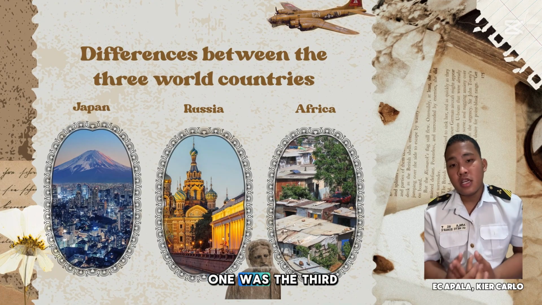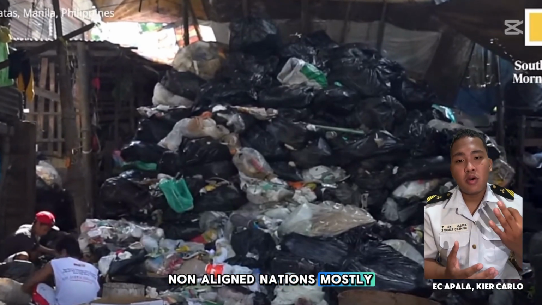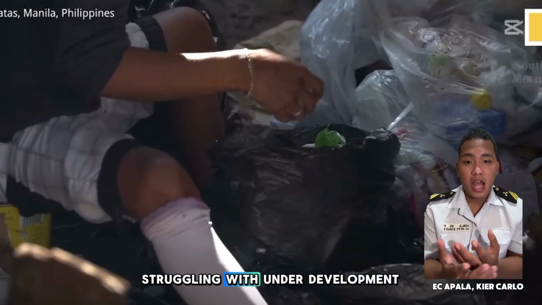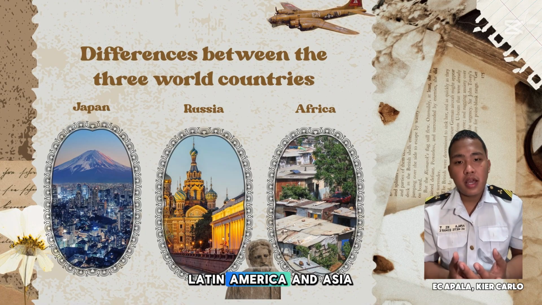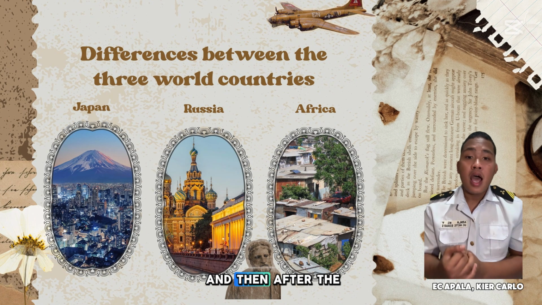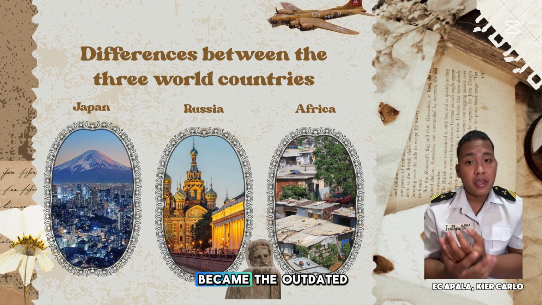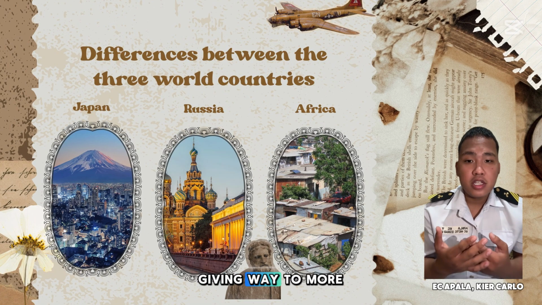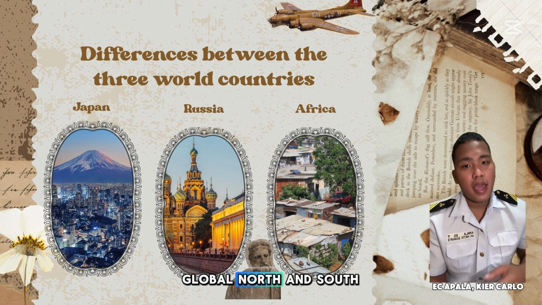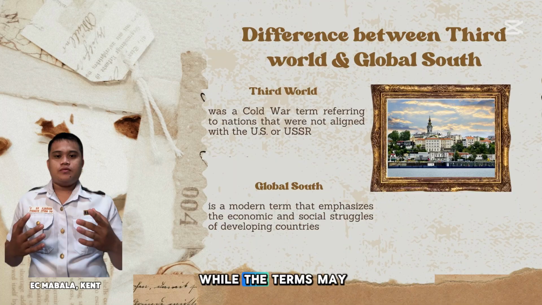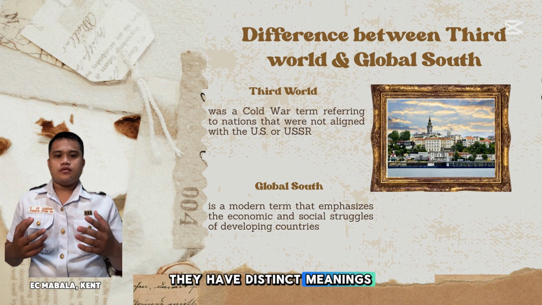And the third one was the Third World, non-aligned nations, mostly former colonies struggling with underdevelopment, with much of Africa, Latin America, and Asia. And then after the Cold War, the term Third World became outdated, giving way to more economic and development focused terms: Global North and South. While the terms may seem similar, they have distinct meanings.